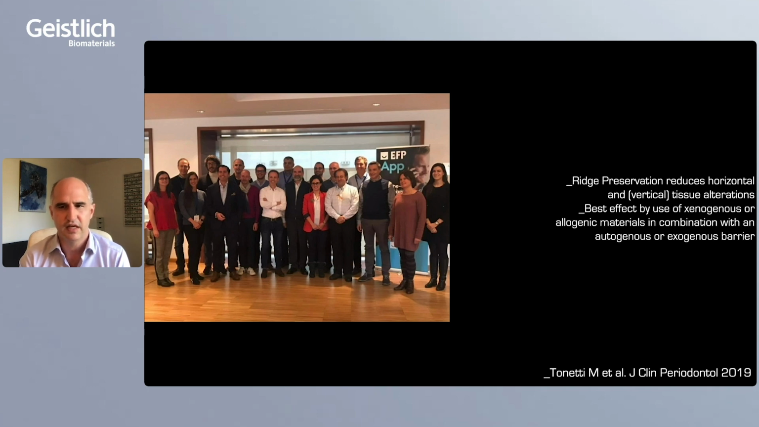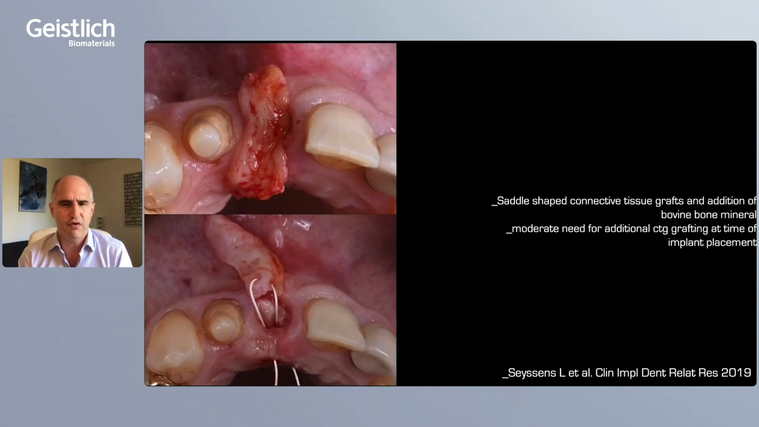And interestingly enough, the best effect is by the use of a xenogenous or an allogenic material in combination with an autogenous or exogenous barrier material. So this means a combination of a bone filler and a barrier on top of it, which could be a barrier membrane, but it could also be an autogenous soft tissue. And of course, if the situation is thin from the outset, an autogenous soft tissue may be the right choice in this context. So what we have learned over time is that these saddle-shaped connective tissue grafts work quite well for us. What we're doing is grafting the extraction socket with a combination of BioOss or BioOss Collagen and Fibro-Gide, and then using a connective tissue graft to slide into the palatal envelope and the buccal envelope, more or less like a saddle over the extraction socket.